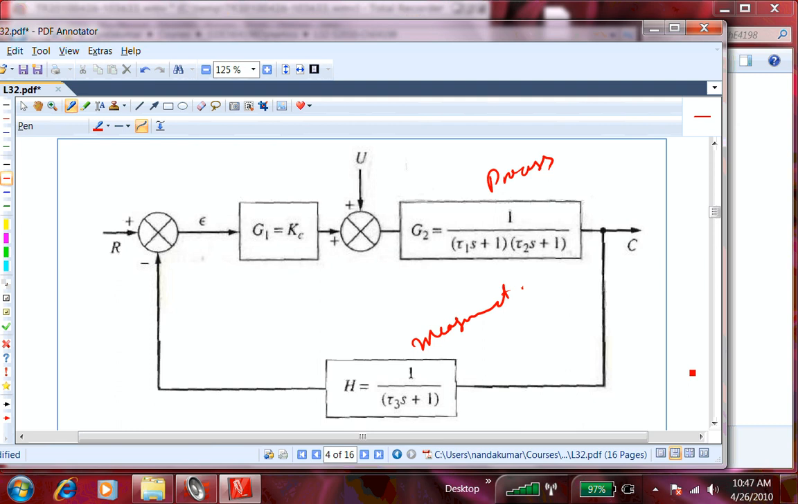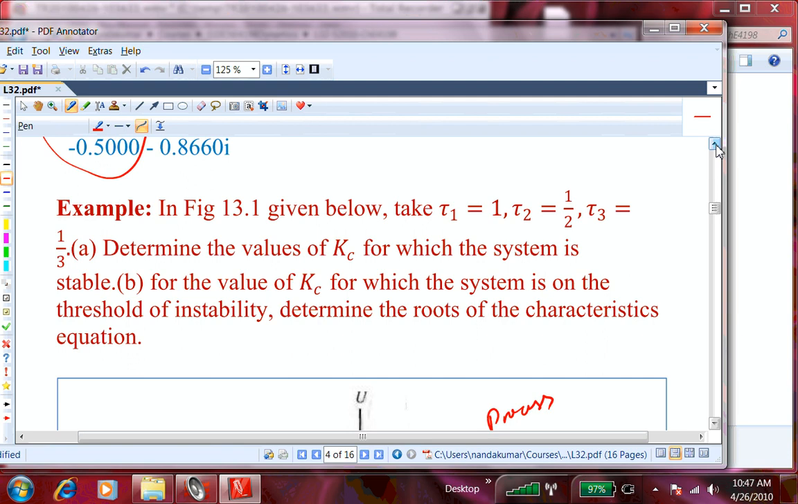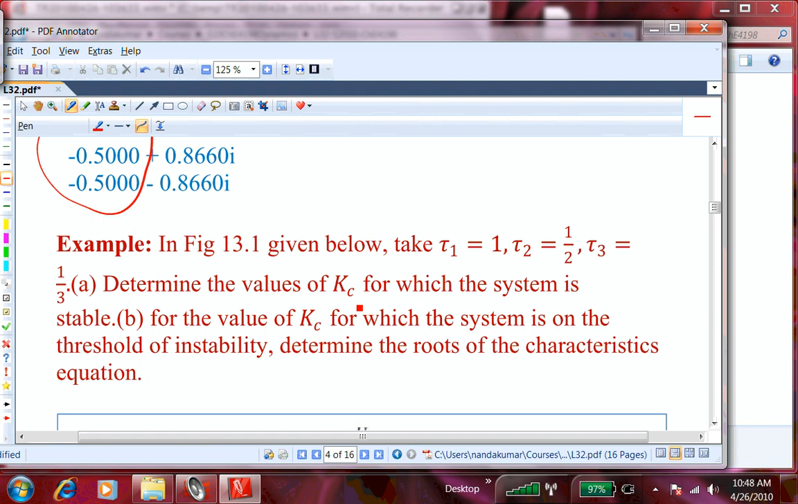So how would you do that? Think about it. Given tau 1, tau 2, tau 3, determine the values of Kc for which the system is stable. And for the value of Kc for which the system is on the threshold of stability, determine the roots of the characteristic equation. What is the frequency of oscillation? That is a very important point. Later on also, when we are doing experiments, we will look at that threshold where the eigenvalues just become purely imaginary, that the roots are just crossing the vertical axis.